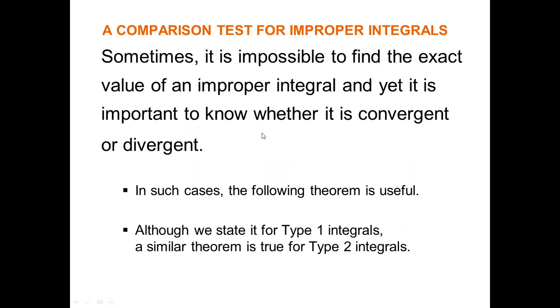Sometimes it's impossible to find the exact value of an improper integral, and yet it is important to know whether it is convergent or divergent, meaning there are problems that will not ask you to evaluate the value of a given improper integral, but will simply ask you whether it's convergent or divergent. In such cases, the following theorem is useful. Although we state it for type 1 integrals, a similar theorem is true for type 2 integrals. Actually, it's the same as that, so the similarity applies to both.